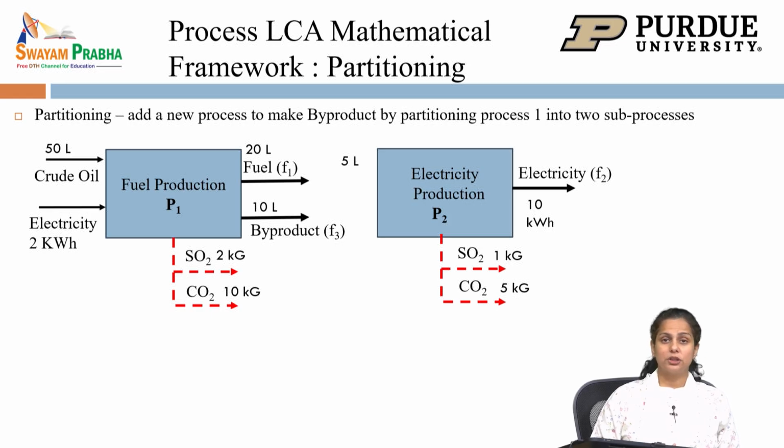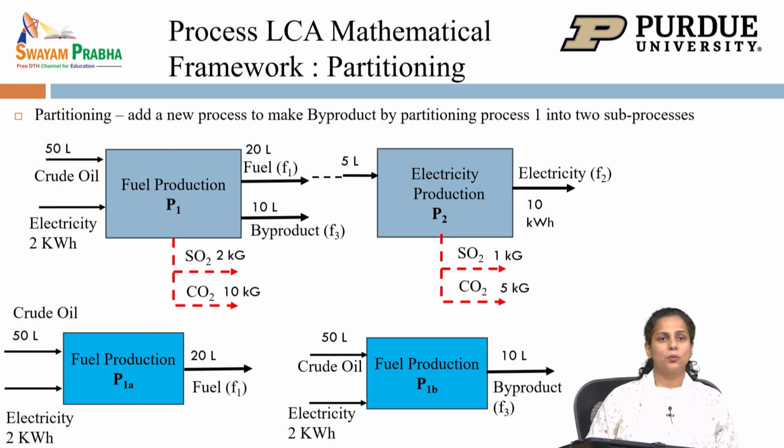Of course, if you have the stoichiometry information, you can accurately allocate the crude oil, electricity, SO2 and CO2 to either fuel or byproduct. In case you do not have such detailed information, we can use the partitioning system. So, let us see what we do.